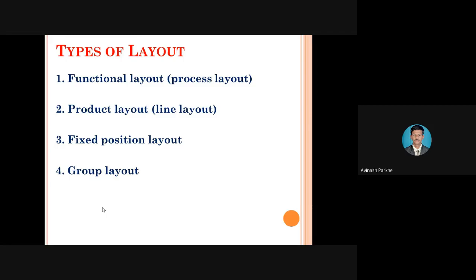According to that particular type of layout, we have to set the sequence of operation. After that, we have to set the sequence of machines, and then we'll start the actual production in that particular industry. So these are the 4 layouts. In detail, we are going to discuss all these particular layouts.